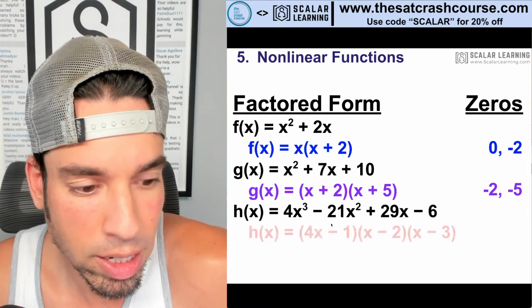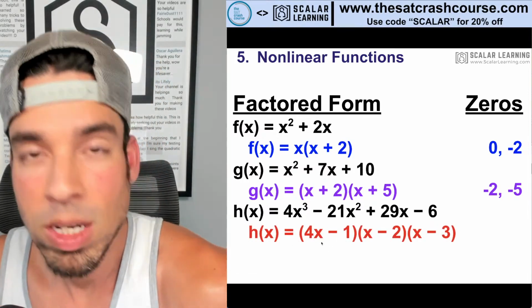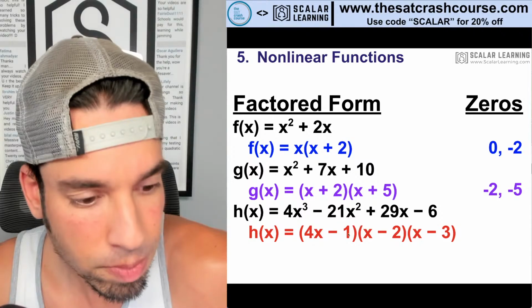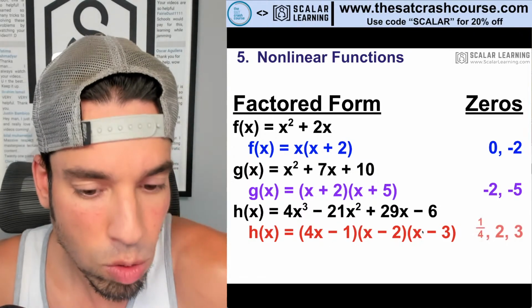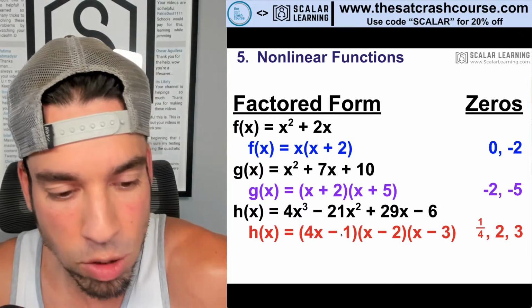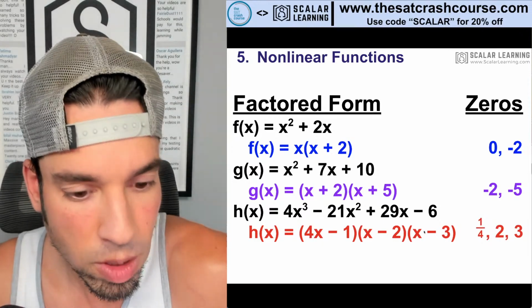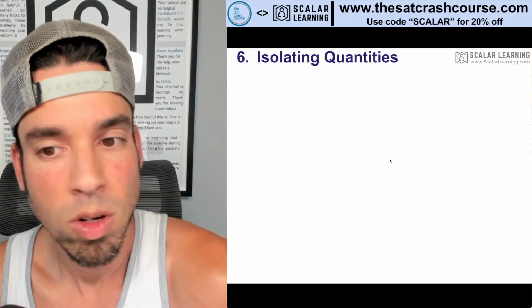Last but not least, for this gigantic one where it factors to this, we now have 3 zeros, right? We have what makes this 0 out, and this 0 out, which is 1/4, right? 1/4 times 4 is 1 minus 1 is 0. 2 minus 2 is 0. And 3 minus 3 is 0.